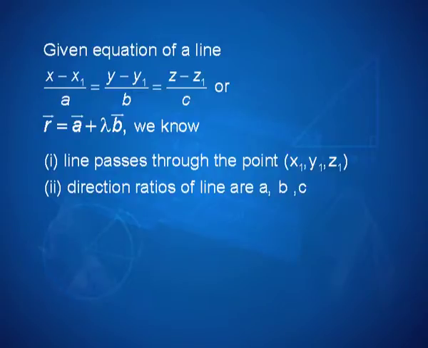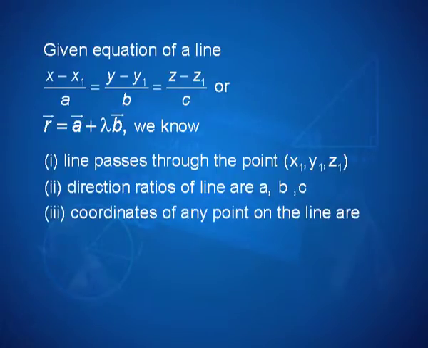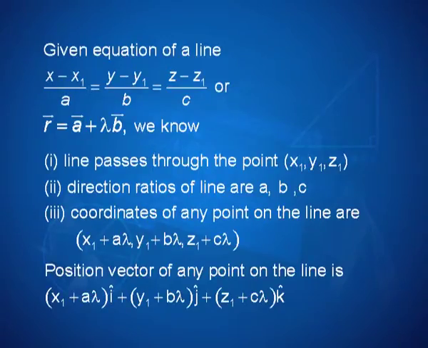In addition to all of this, what is most important is that we also know coordinates of any point on this line. That would be x1 plus a lambda, y1 plus b lambda and z1 plus c lambda. For a specific condition, this lambda can be calculated and that will give you a specific point which would satisfy the given condition. Also, in language of vectors, it would mean that I know the position vector of any point on this line as this. So, this is information that is always available with us.